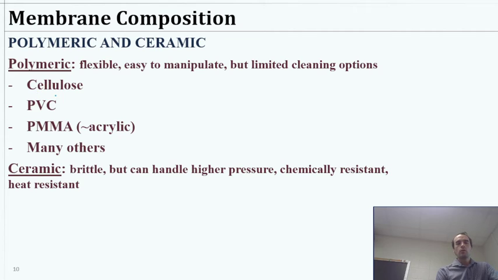So just a few common ones. We often will use cellulose. So it's really a plant-based sort of thing, or we can extract it from plants. And we can do repeating chains of cellulose. We can do PVC, which is polyvinyl chloride, PMMA, which is acrylic, essentially. All sorts of other ones.